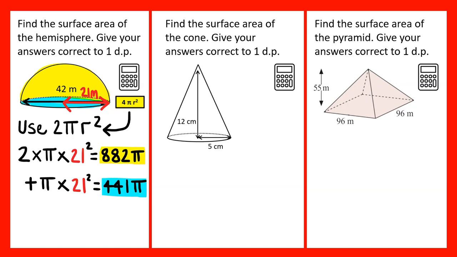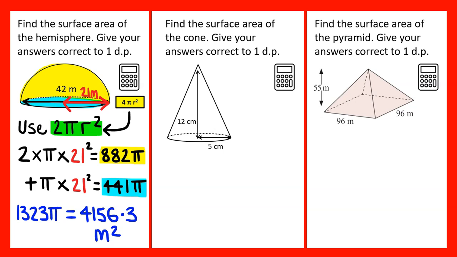Lastly, we add these two areas together to get the total surface area, which is 1323 pi, and rounded to one decimal place, 4156.3 meters squared. For a hemisphere, we used 2 pi r squared and we added on an additional pi r squared. So the shortcut would have been to use 3 lots of pi r squared at the beginning, and this would have given us our final answer straight away.